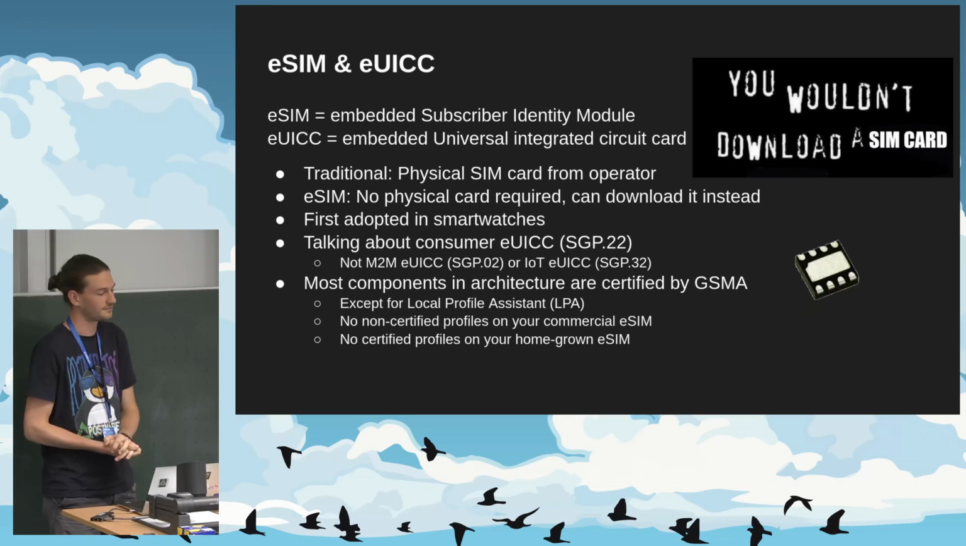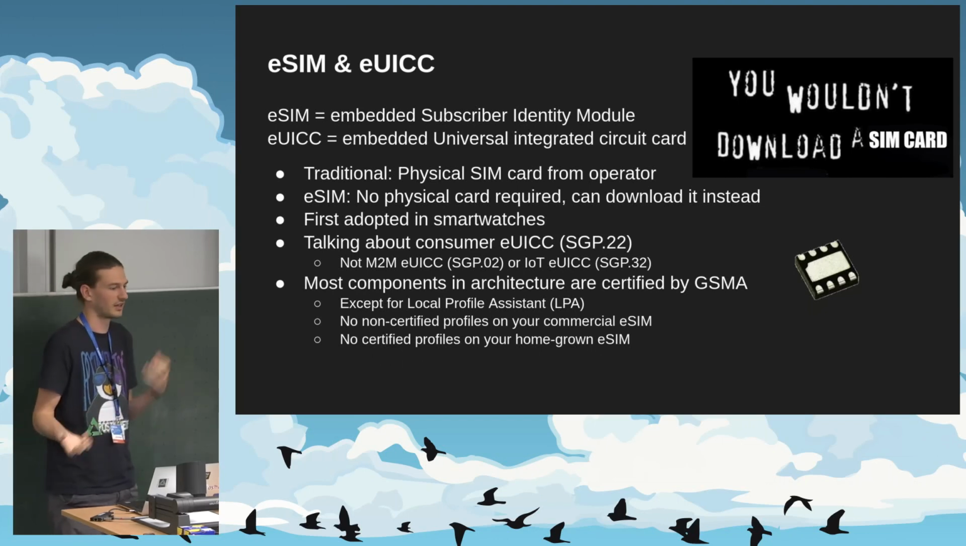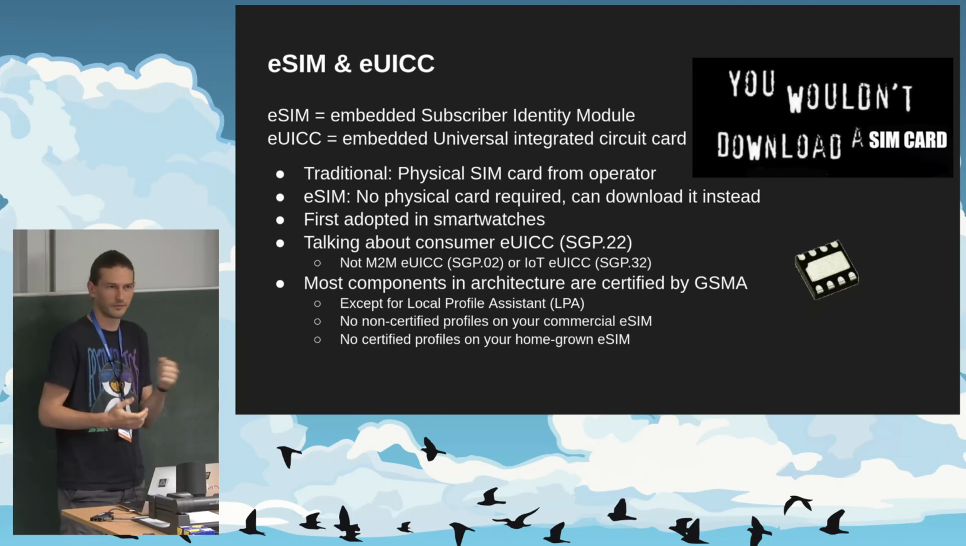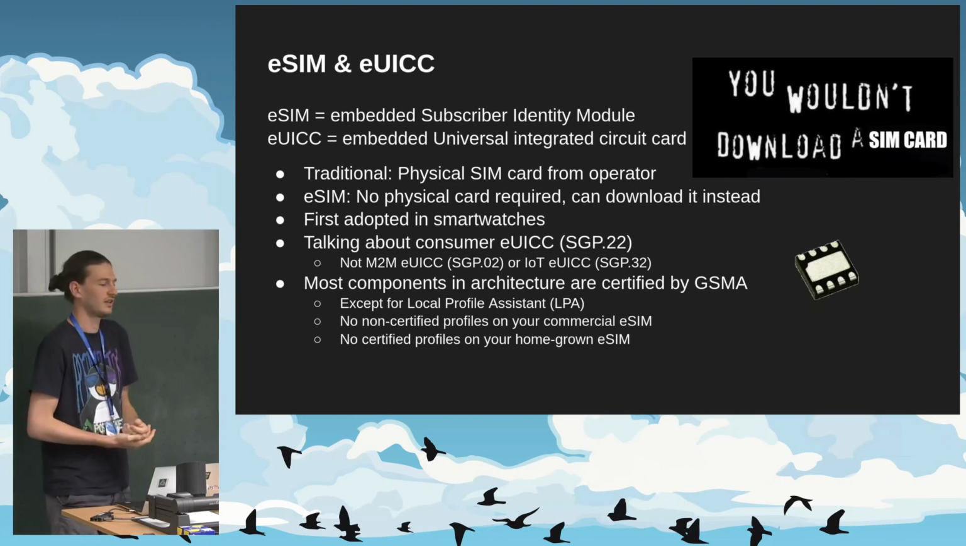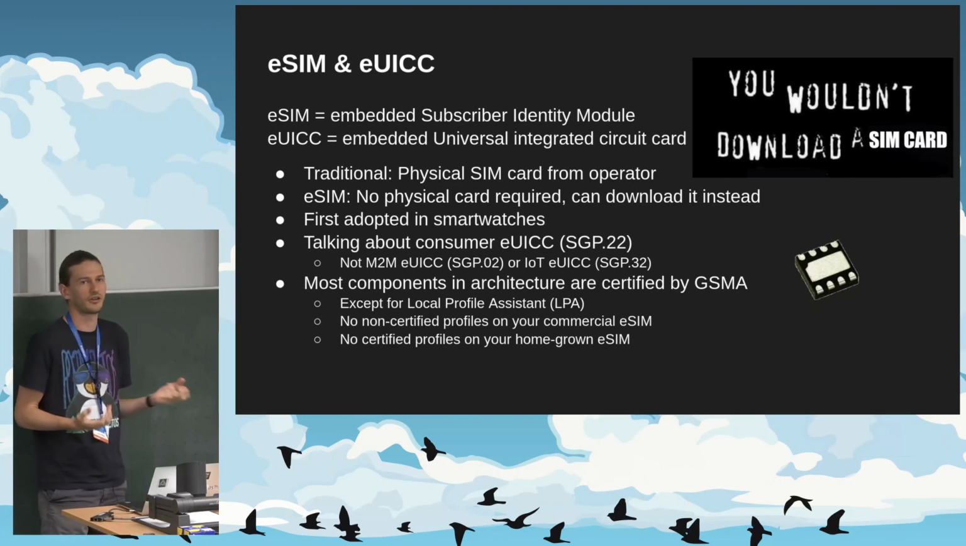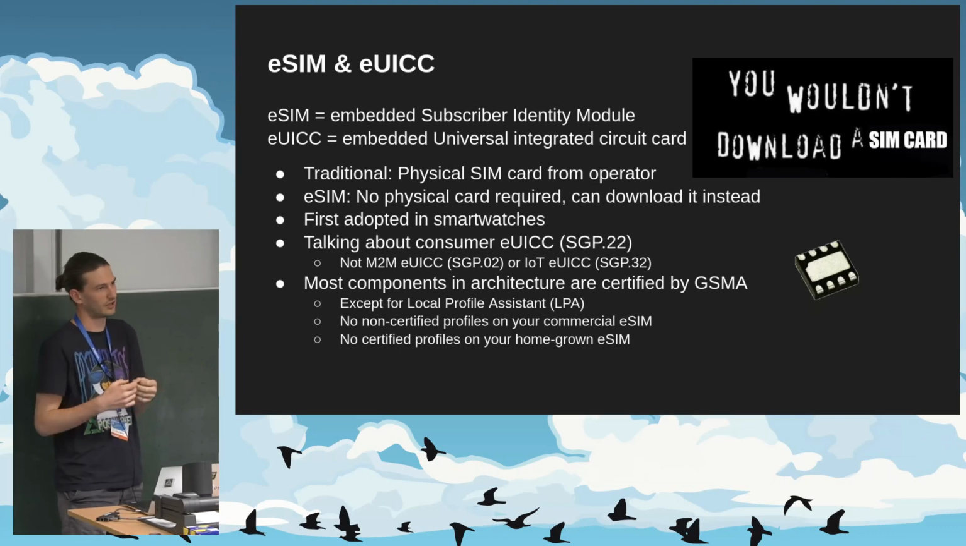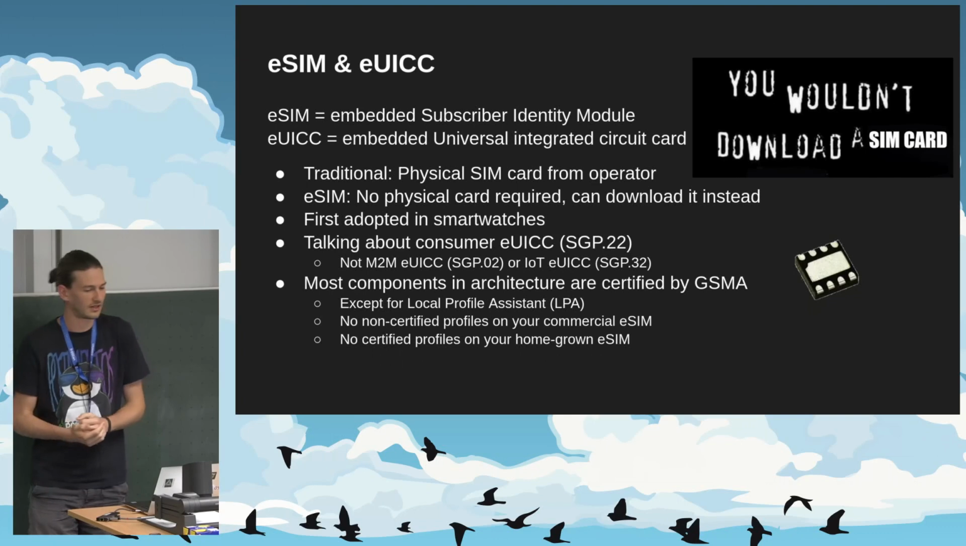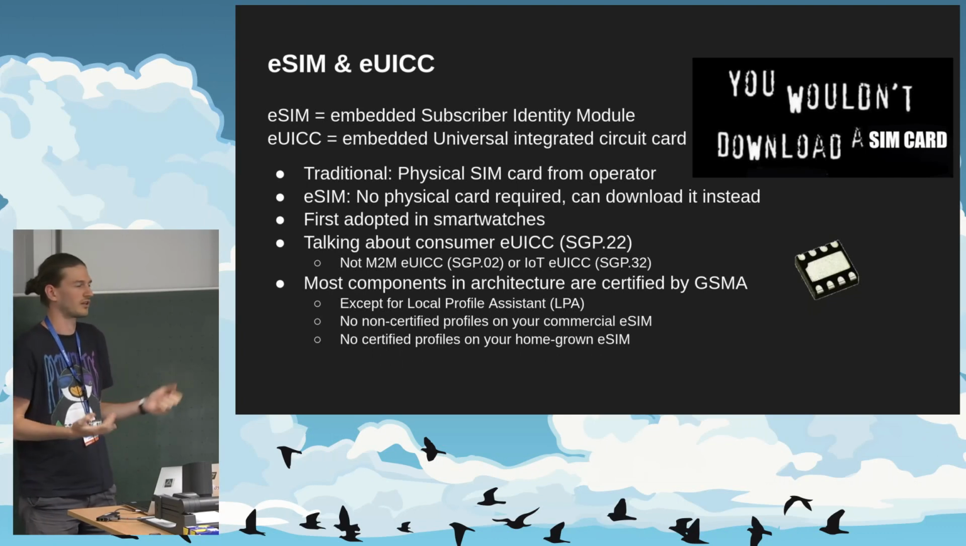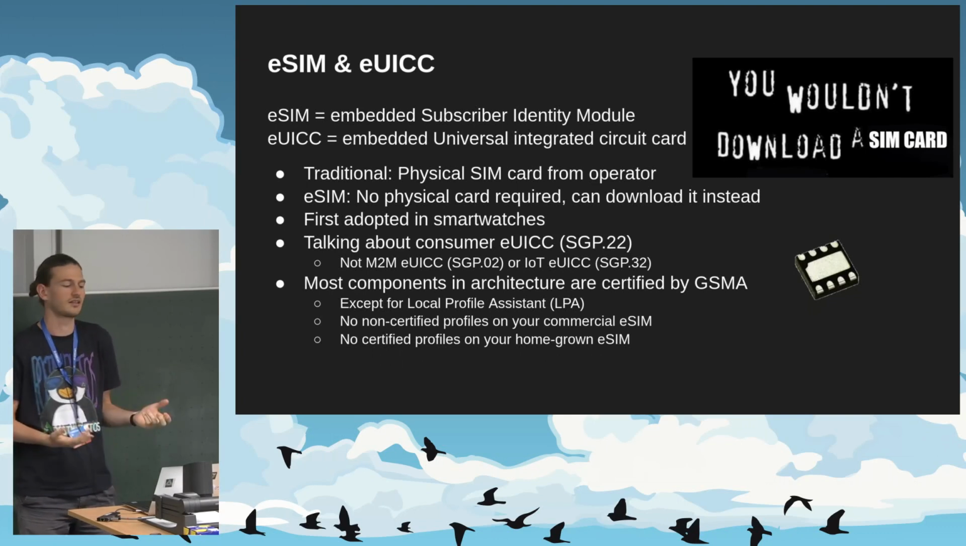Traditionally, you're used to getting a SIM card from your operator. You buy it in the mail or get it in the store, and then you put it into the phone, and then it works. With eSIM, no physical card at all is required. You can just download essentially the same information that's on the card onto a chip in your phone instead. And after you've downloaded it and enabled it, it works exactly the same way.